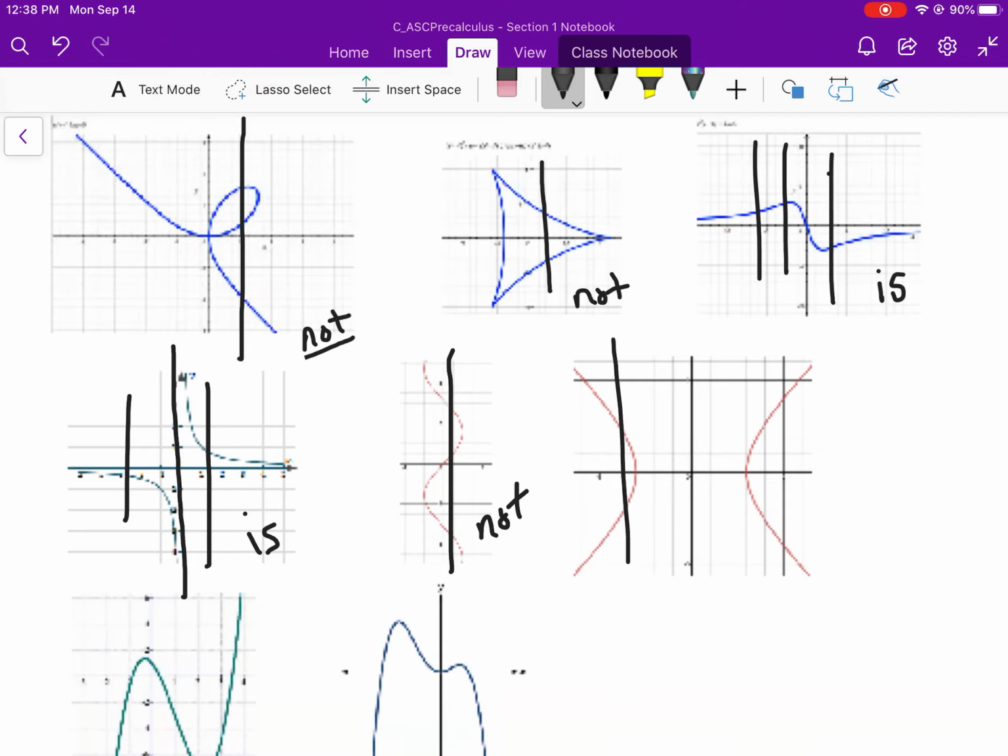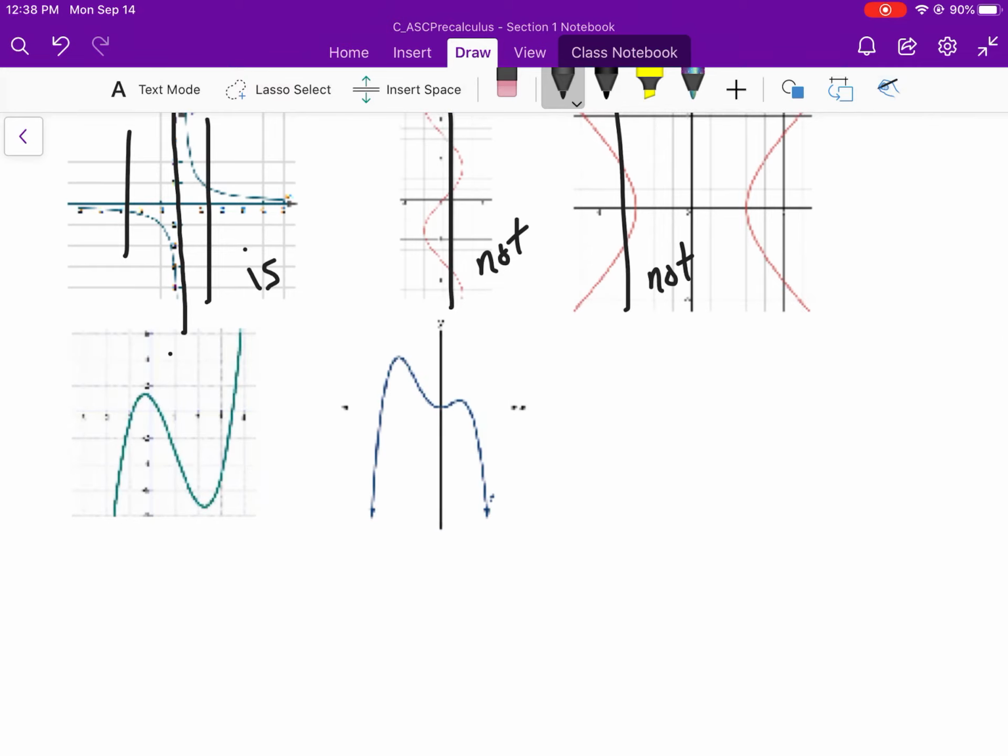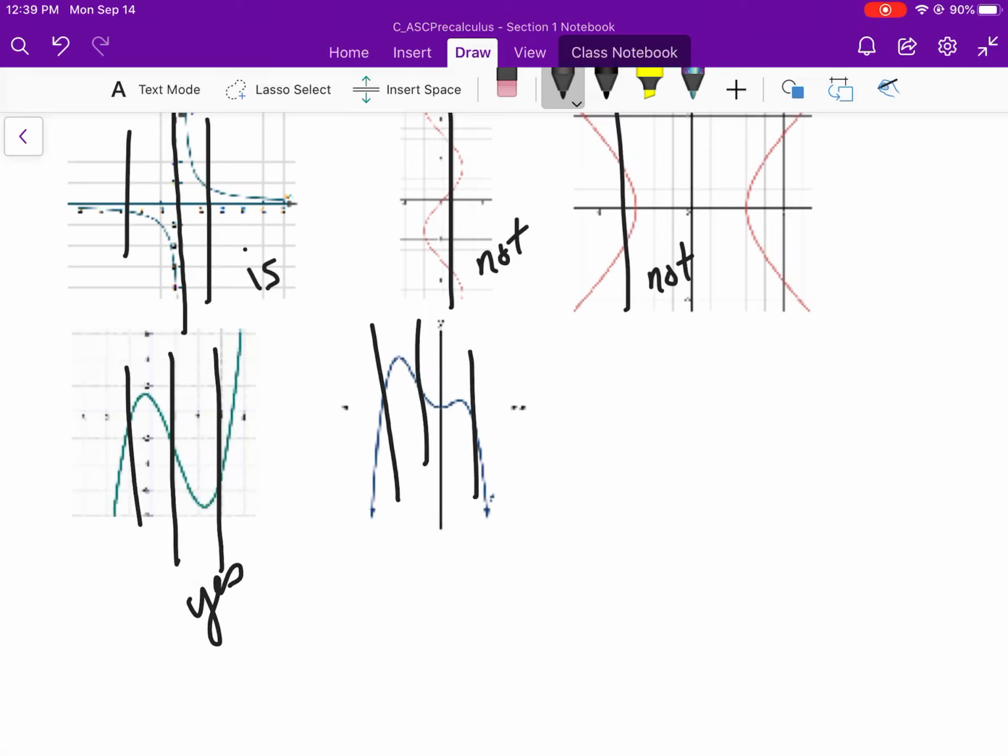This hyperbola, clearly not. This graph, I draw any vertical line. Yes, it is a function. And this one, draw any vertical line. My lines aren't very vertical, sorry. Any vertical line. So yes, this is a function. Okay? So that's pretty simple.